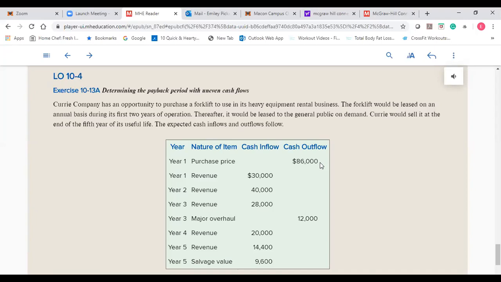Okay. The other way to do this is to figure out what the average is. When you're doing the average, you are going to add all of these together, but you need to subtract out this 12,000 cash outflow and then divide it by 5. So that gives you an average of 26,000 per year. And then I'm going to just take my 86,000 and divide it by my average, which is 26,000.